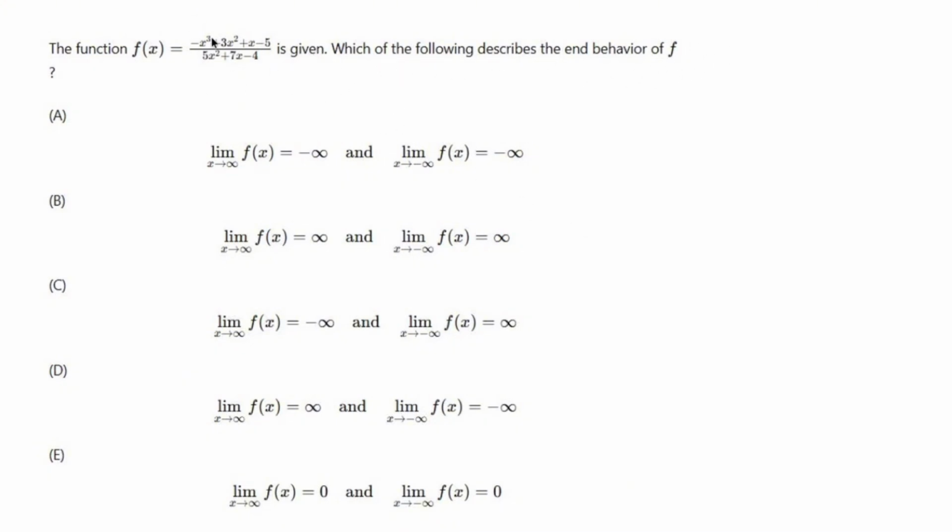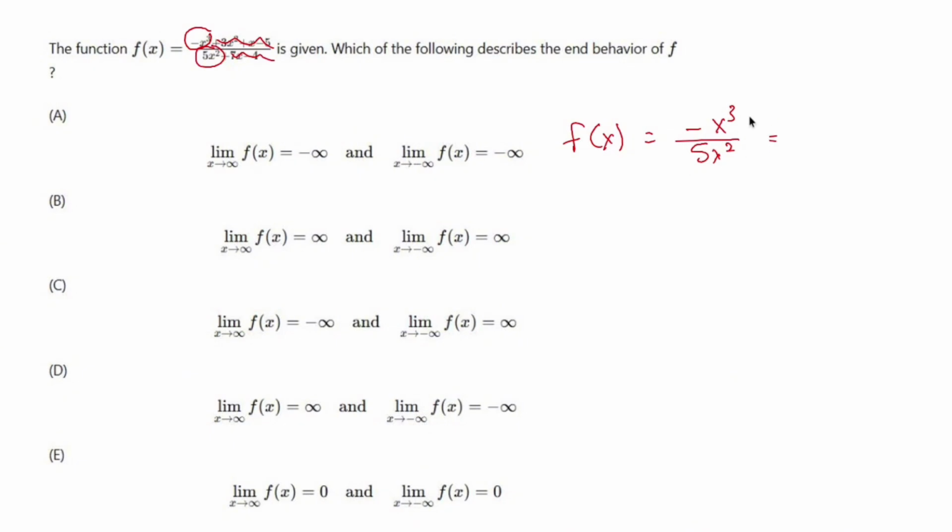Whenever you're trying to find the end behavior of a rational function, you take the leading term in the numerator and the leading term in the denominator and analyze that. Nothing else matters. So I have f of x equals negative x cubed divided by 5x squared. We notice that the numerator's degree is higher than the denominator's degree, which means this is going to have end behavior at the infinities. We need to figure out which infinity it is.